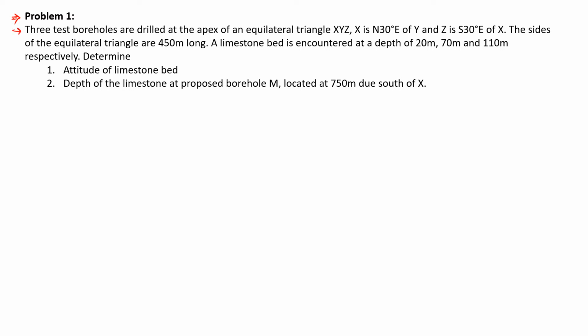There are three test boreholes which are drilled at the apex of an equilateral triangle. So this is more important. When they say apex of an equilateral triangle, it means we have an equilateral triangle whose all three sides are the same, as well as all three internal angles are also the same. XYZ. So they have given us the information with respect to the directions of these boreholes, where these boreholes are located, and all that information is given over here. In that they said X is north 30 degrees east of Y, and Z is south 30 degrees east of X.